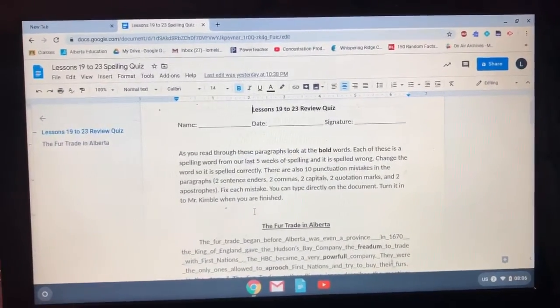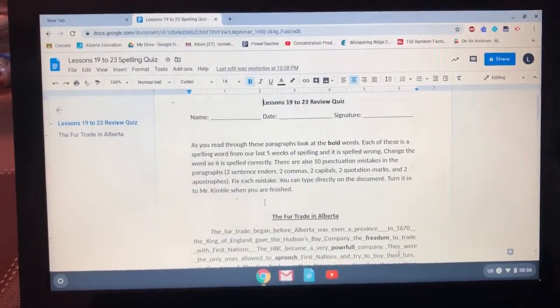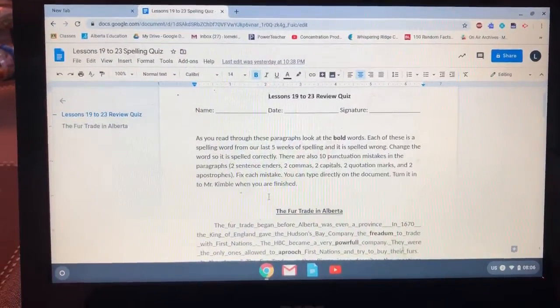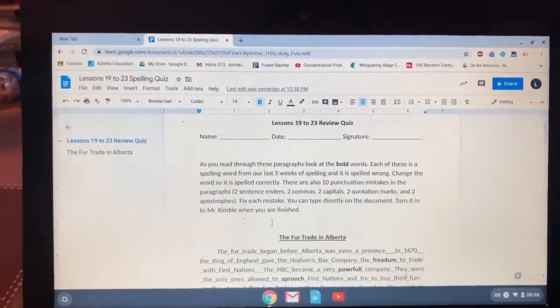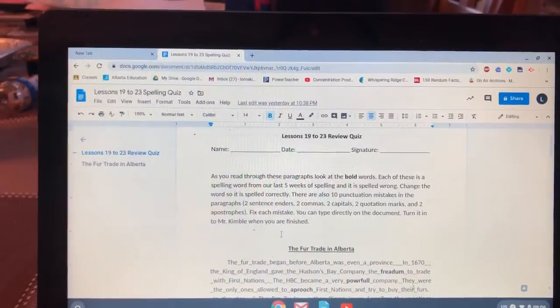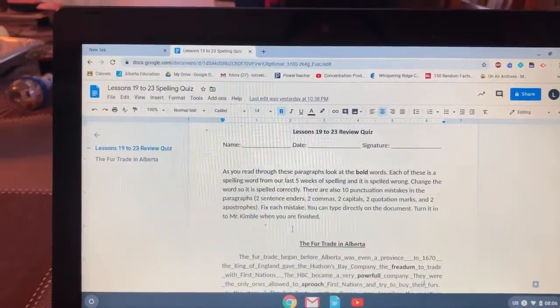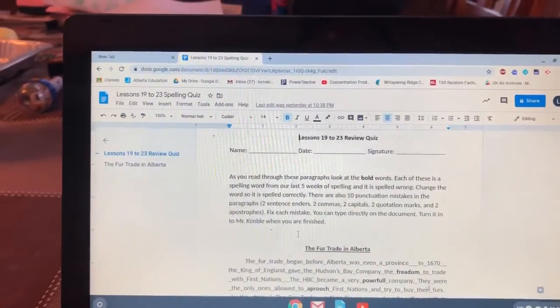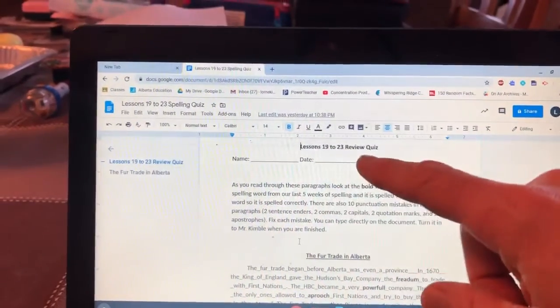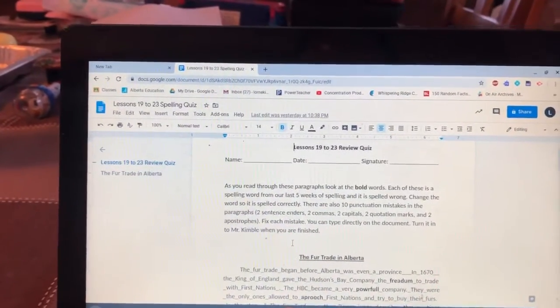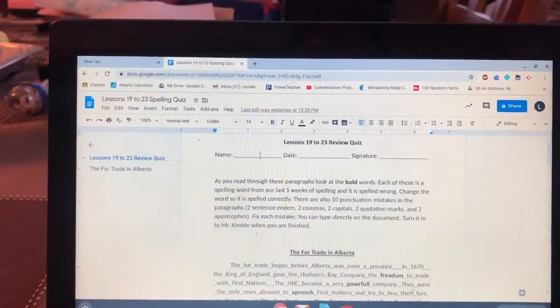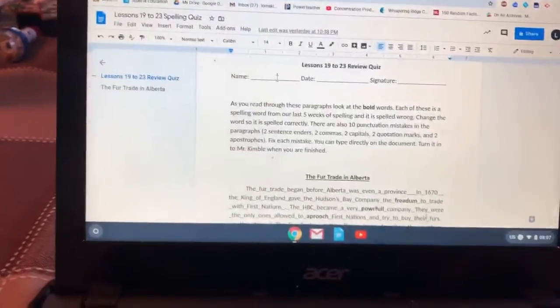Hi guys, here's some instructions for your spelling quiz. It's a little different than what we normally do. When you open the document, you should get a document that looks like this, where it says Lessons 19 to 23 Review Quiz at the top. Make sure you put your name in there. You just click in and you can write your name.